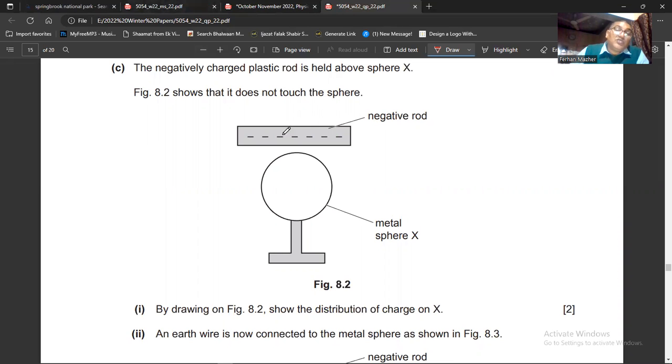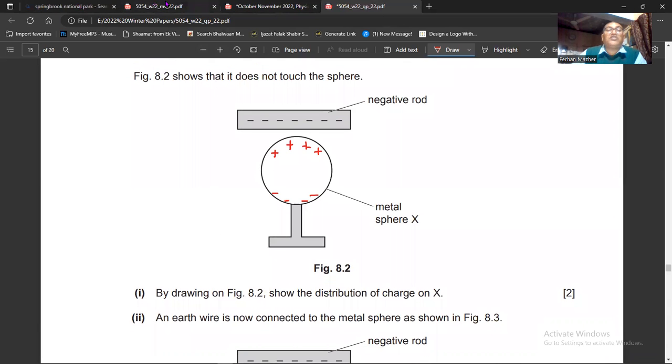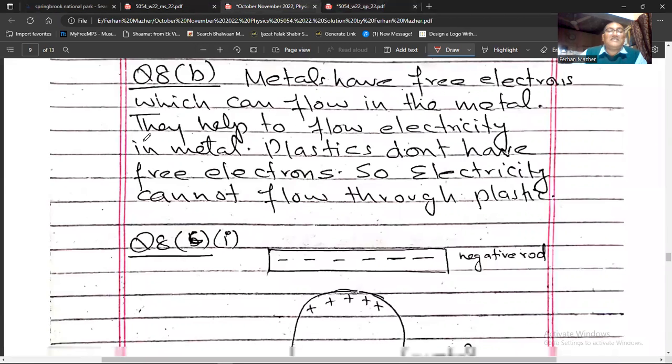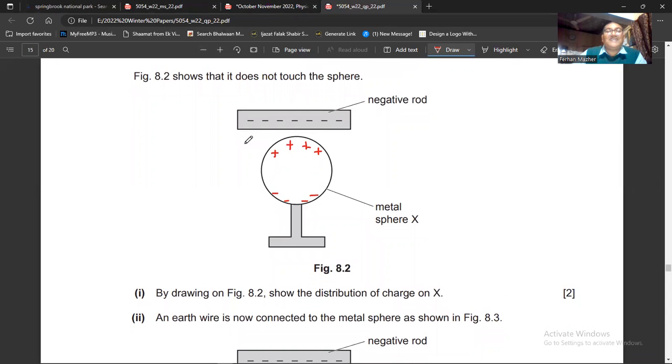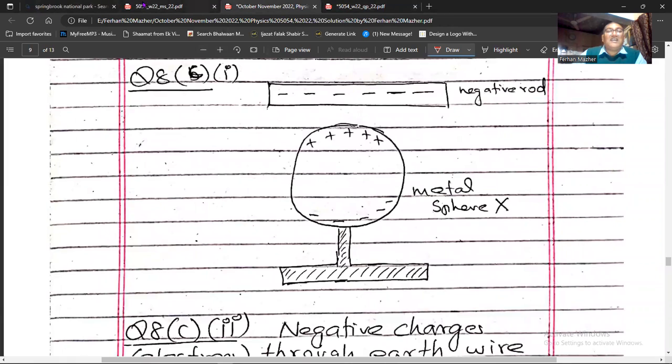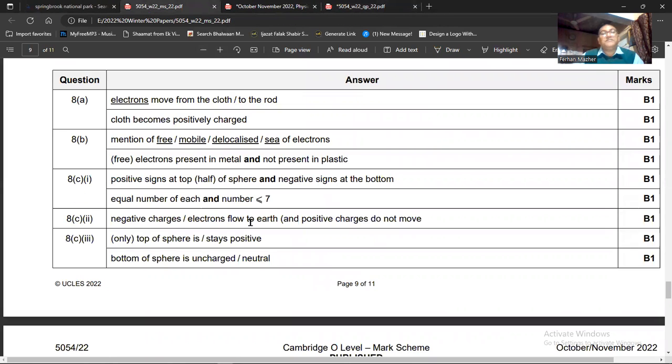So see, due to this, the electrons will be repelled from here. So the top will become positive. So this portion will become positive. And here the electrons will be accumulated. So electrons will show up here. This is a 2 marks question. I have also done this. You can see this diagram. I have also done it here, and look at the marking scheme.